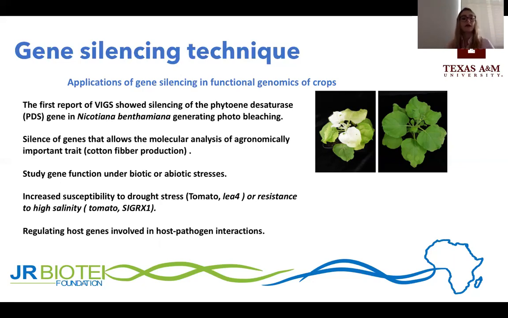VIGS also allows the molecular analysis of agronomically important traits, in the case of cotton fiber production, for example, where we can study the importance of those genes in producing fiber for cotton. VIGS also allows the study of gene function under biotic or abiotic stresses, as they can be induced during your experiment. During VIGS, we can also study the function of genes in drought and salinity stress, as we can induce both stresses during our experiments and analyze the gene function upon the stress.